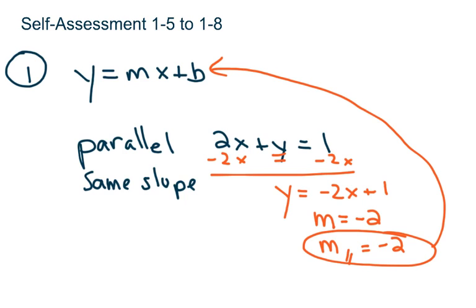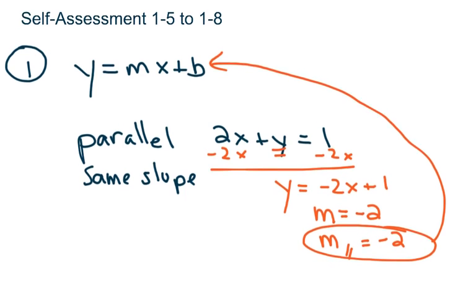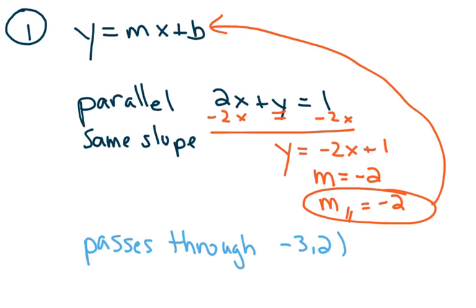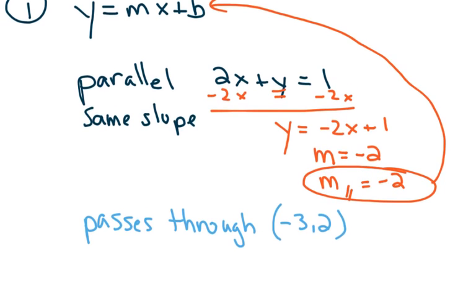The only other piece of information they gave me is that the line passes through the point -3, 2. So I'm going to write down passes through -3, 2. Well, how am I going to find the y-intercept? Well, there are 2 ways of doing this. I'm going to show you the way that I like to do it, and I'm going to show you another way. And your algebra teacher may have shown you both.